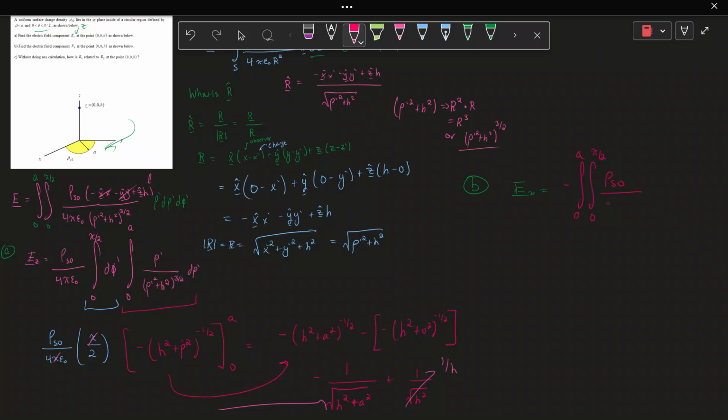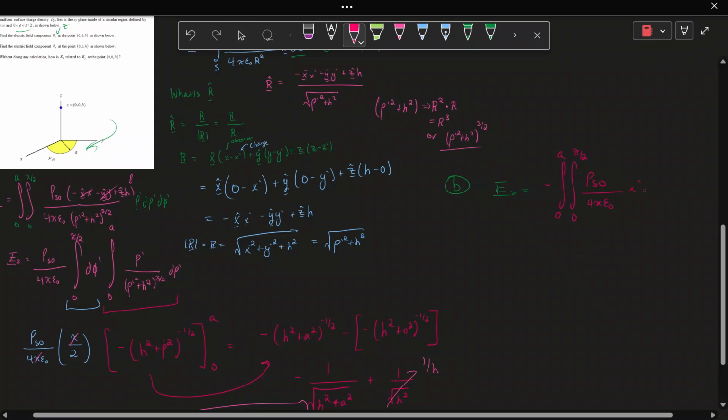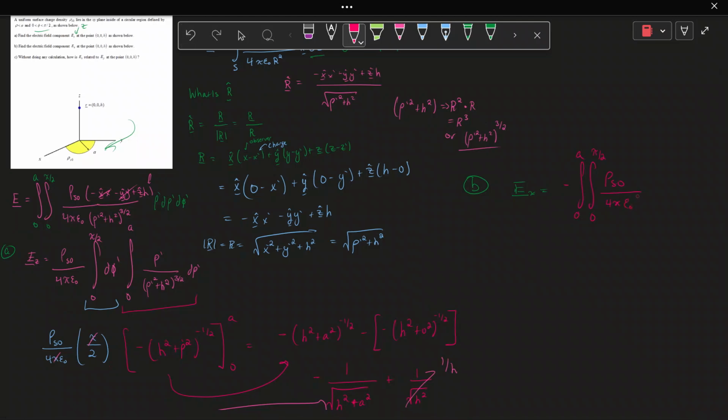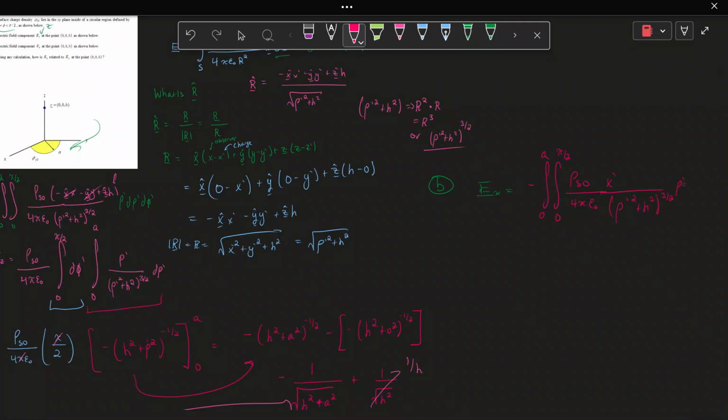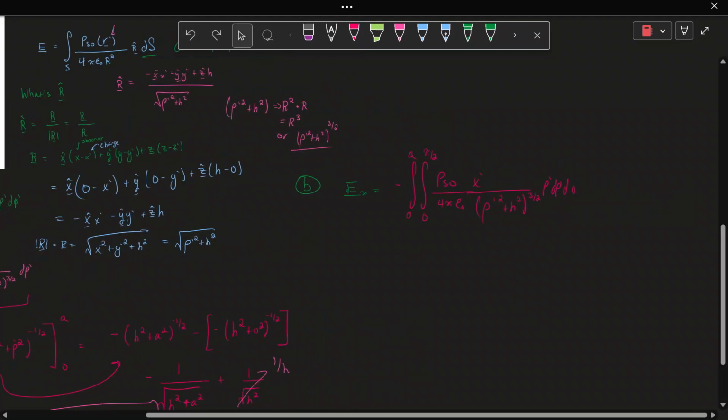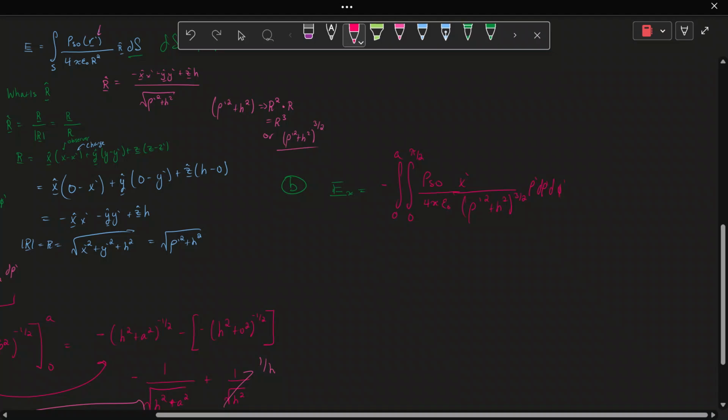Rho s0 divided by 4 pi epsilon naught of, what is this? Well, this is x prime. Let me put this actually on top. X prime divided by rho prime squared plus h squared. This doesn't change. Times rho prime d phi prime d rho prime d phi prime. Let me make that a little better for y'all.